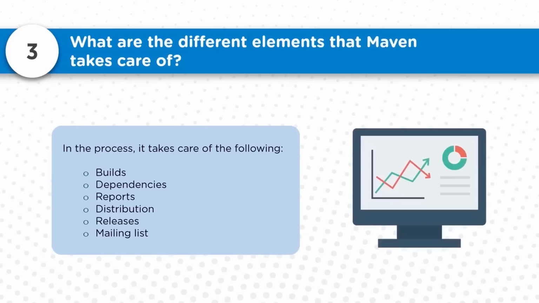Now the next question is, what are the different elements that Maven takes care of? There are different kinds of elements taken care of by Maven. These elements are builds, dependencies, reports, distribution, releases, and mailing list. These are the typical elements taken care of by Maven during the build process and during the preparation of the builds. You can explore and extract on all these things, and fully understand how they can work on all these different processes.